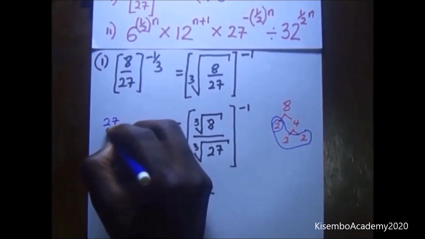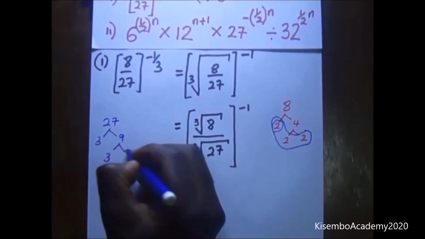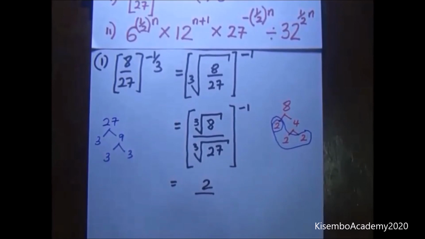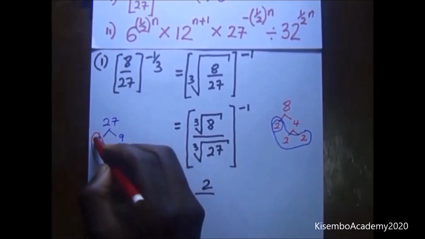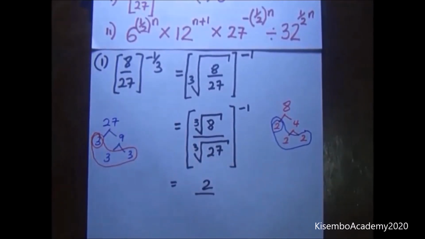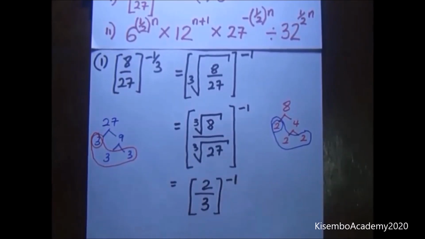We'll prime factorize 27 by 3. We have 9 by 3. We have 3. So when we group these factors into groups of 3 and just choose one, that means that the third root of 27 is 3. So it's going to be 2 over 3, all of this to the power -1. But remember we said that any number to a negative index will give you the reciprocal of this. So removing that negative, it's simply going to be 3 over 2 to the power 1. And that is the answer to Roman 1.